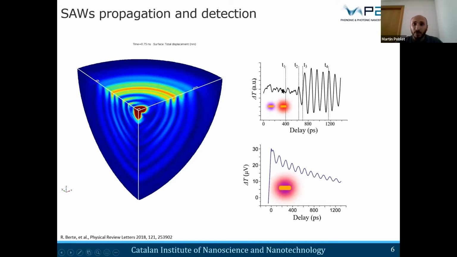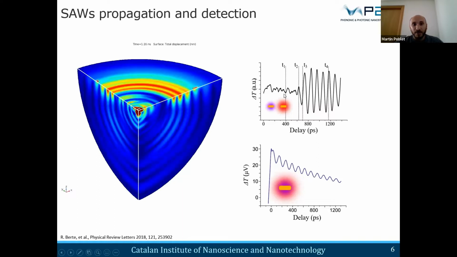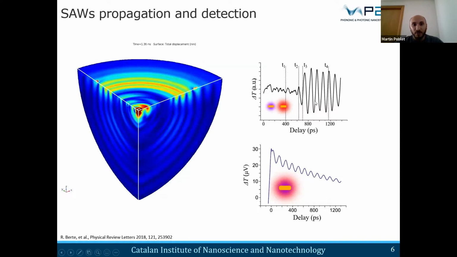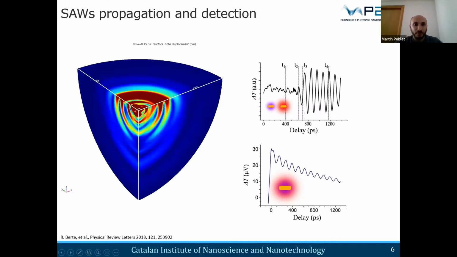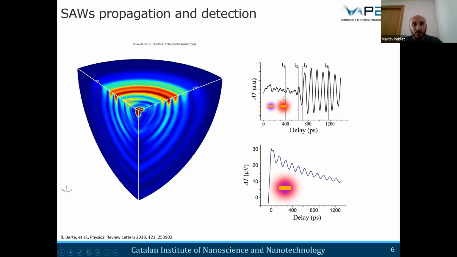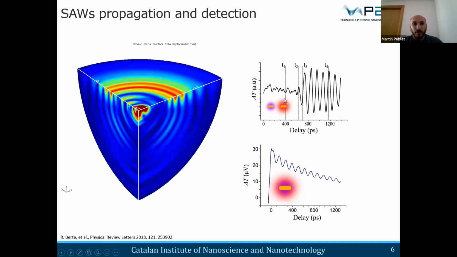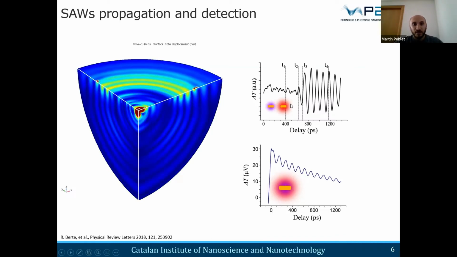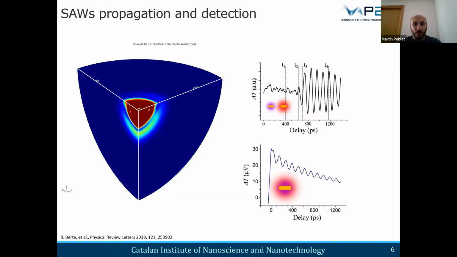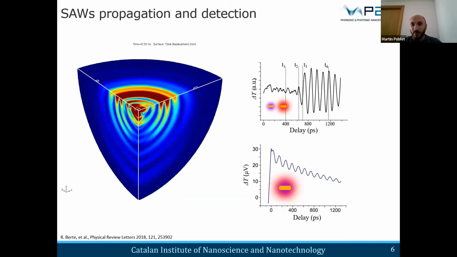The main difference is that we will have a certain time until the antenna starts to oscillate. In this case, it's pointed by T2. This is the time it takes the acoustic wave to travel from one antenna to the other. So if we know the distance that separates these antennas, the propagation speed of the acoustic waves through the substrate can be easily characterized.